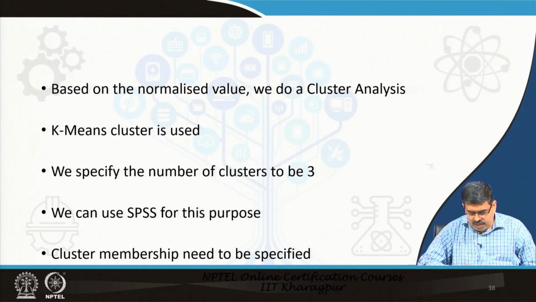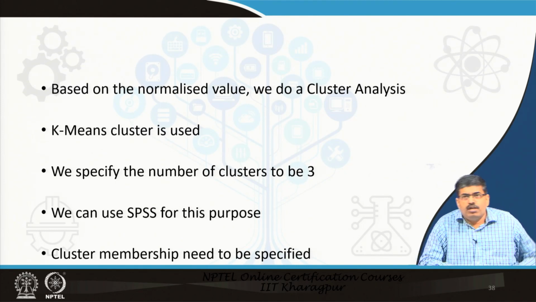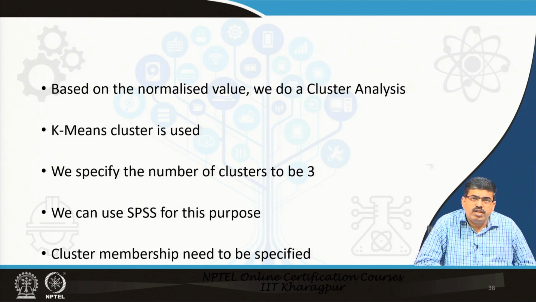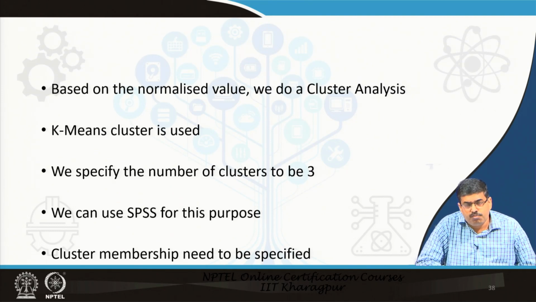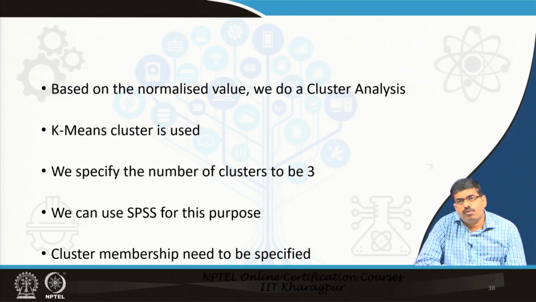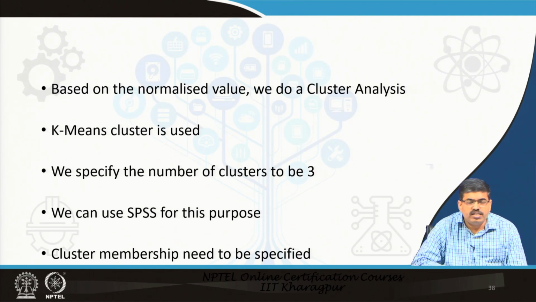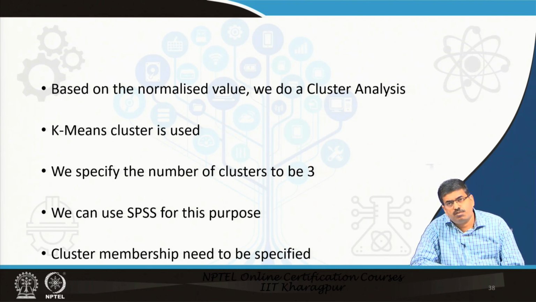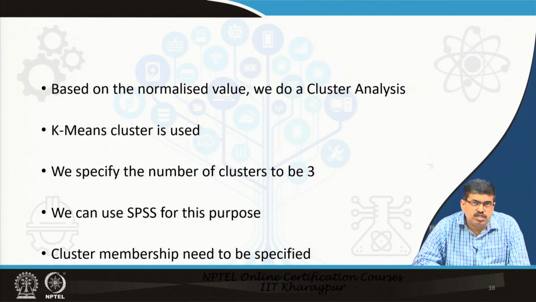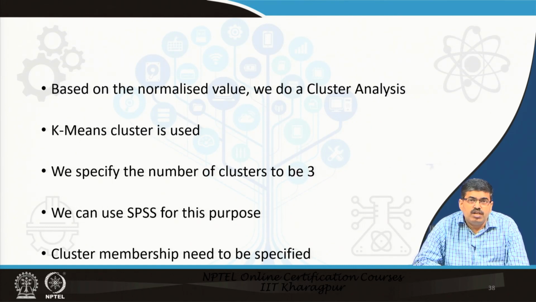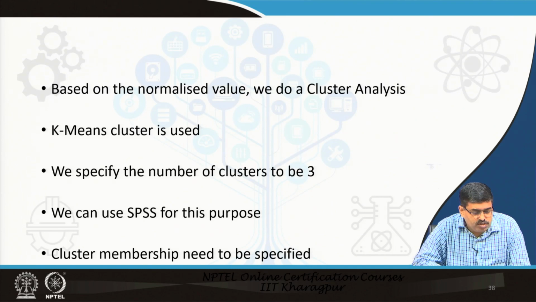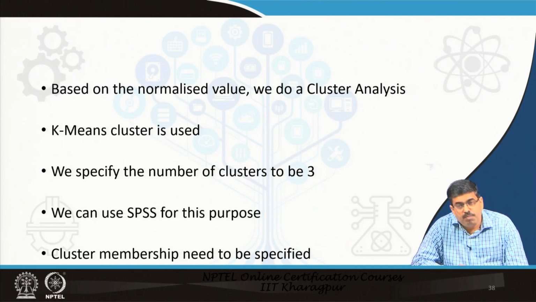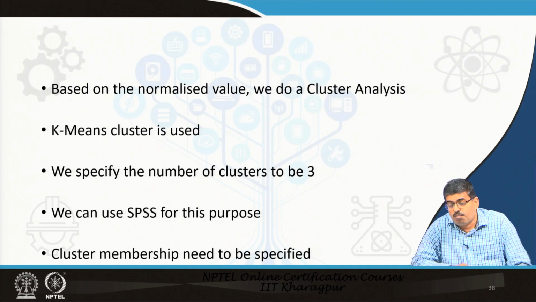In SPSS, I think many of you are already aware and have used it as software. You type in the data, go to the Analyze icon, and under Analyze you will get Clustering. Go to K-means clustering, and there you specify the number of clusters. If you want 2 clusters, specify 2. If you want 3 clusters, specify 3. So cluster membership needs to be specified, that is, the number of clusters.